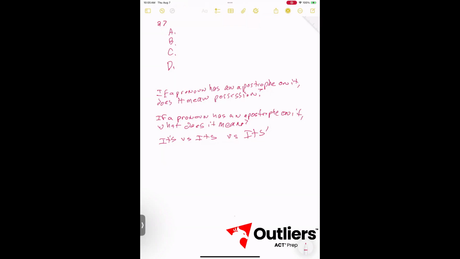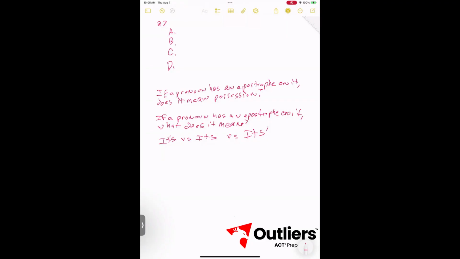So let's look at its versus its versus its. IT apostrophe S. Remember, an apostrophe on a pronoun stands for missing letters. Therefore, this is it is. And that's how we want to say it when we're reading the actual answer. Its is the possessive form.